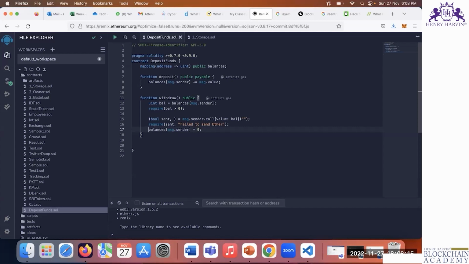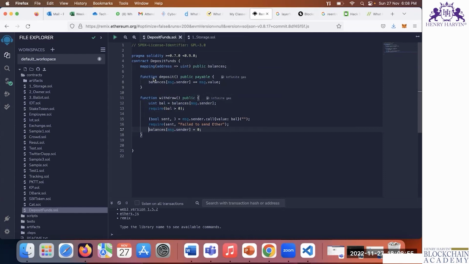Highly vulnerable, because any attacker can call this smart contract. He can invest some amount by calling the deposit function, so that the attacker's contract has some balance in this smart contract. After that, he calls this withdraw function.